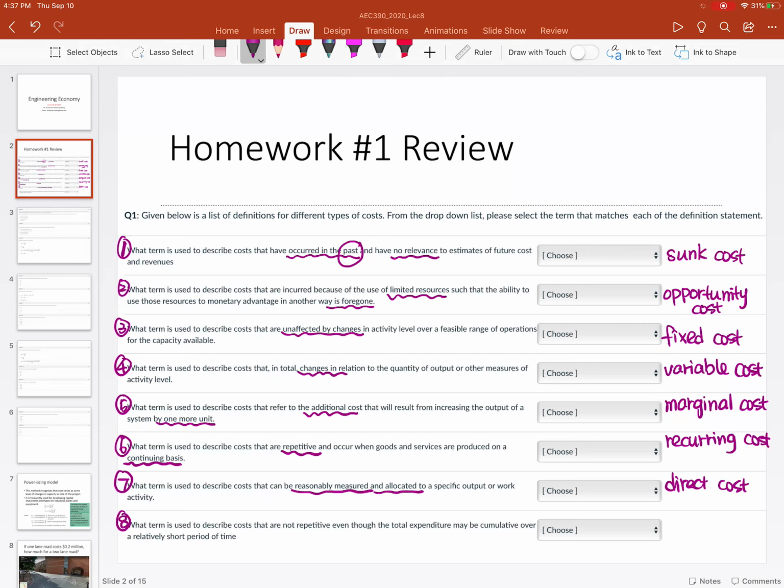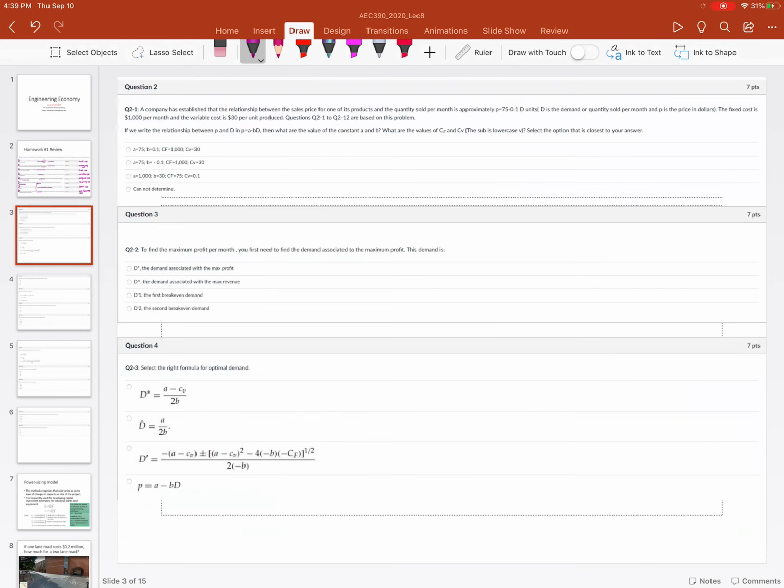And 8, what term is used to describe costs that are not repetitive? Not repetitive, that's something opposite to the repetitive cost, right? So it's non-recurring cost. Okay, so these are the answers for those definitions. I hope you all get this right. Okay, because this is just basic terminology, no calculation involved.